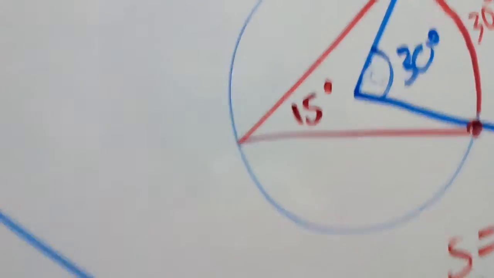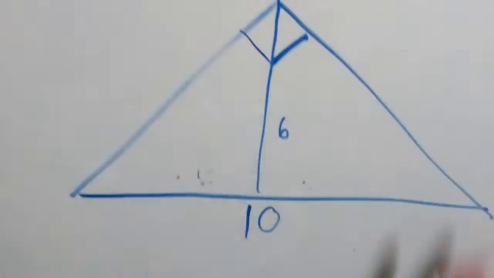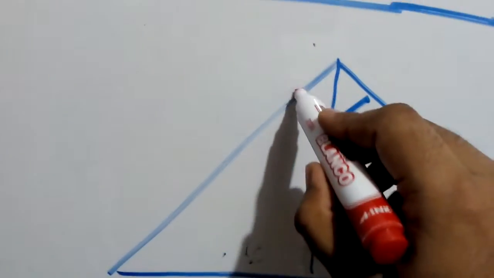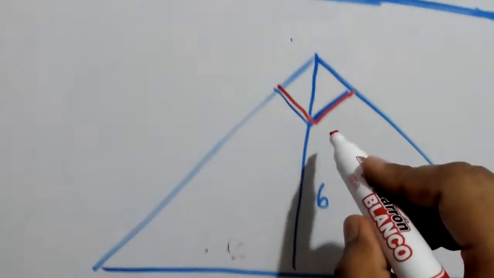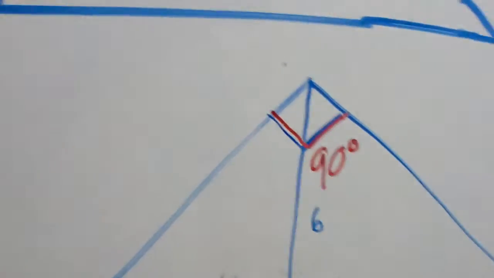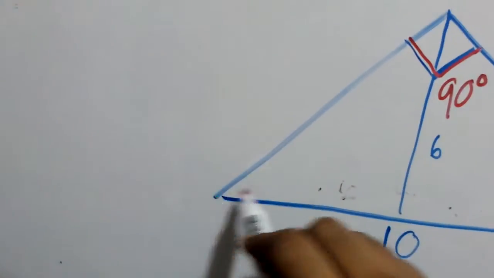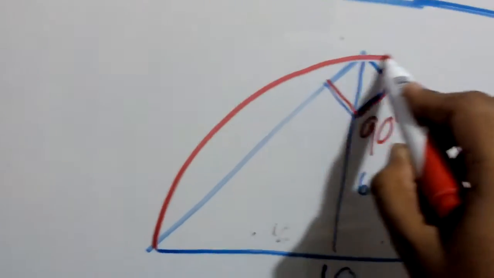So in this configuration, you have 90 degrees. This is a right triangle, so it means it's 90 degrees. So we can draw a circumference here.